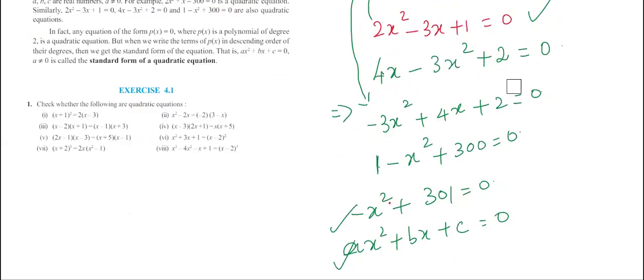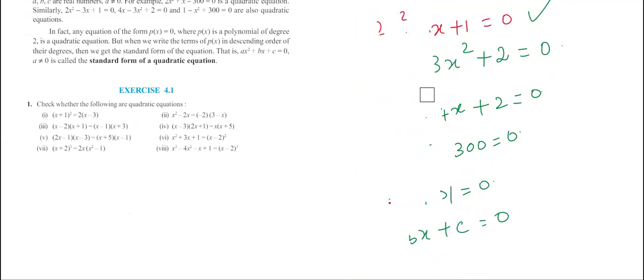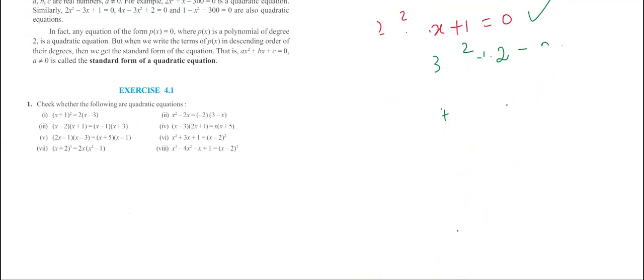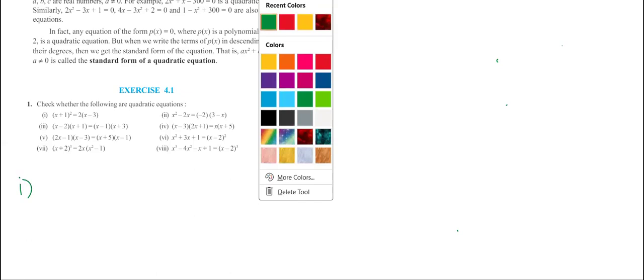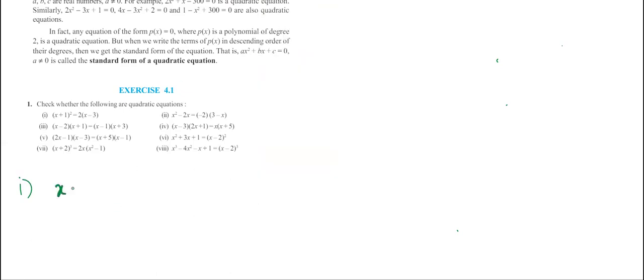Okay. Now let's get started with the first one. So what is the first question? The first question is check whether the following are quadratic equations. They have given us literally 8 equations and we'll have to check whether each of them falls under quadratic equations. So what is the first equation? The first equation is x plus 1 the whole square is equal to 2 times x minus 3.